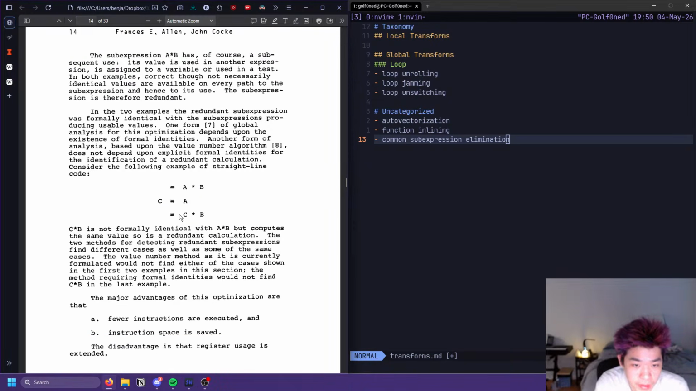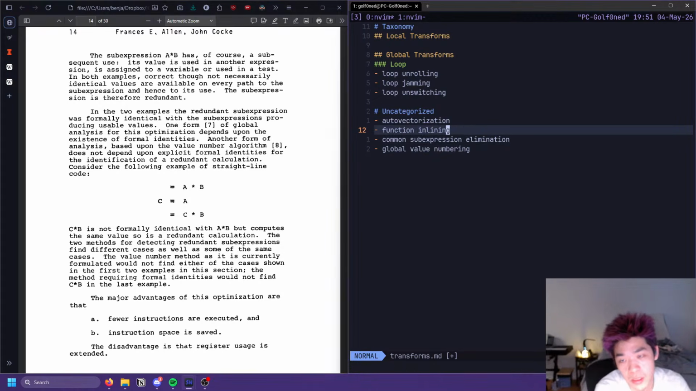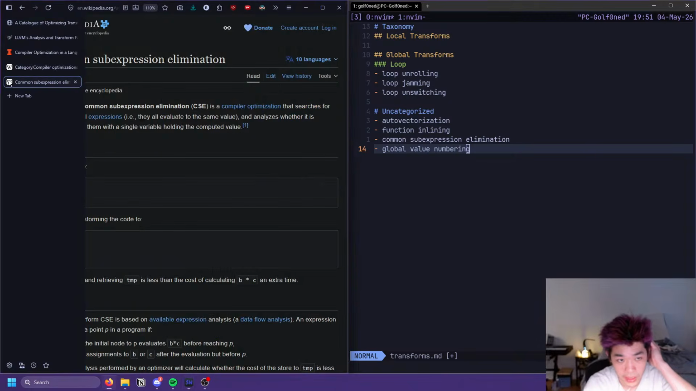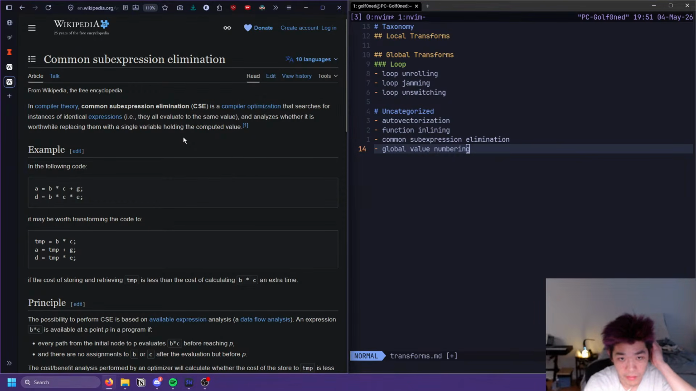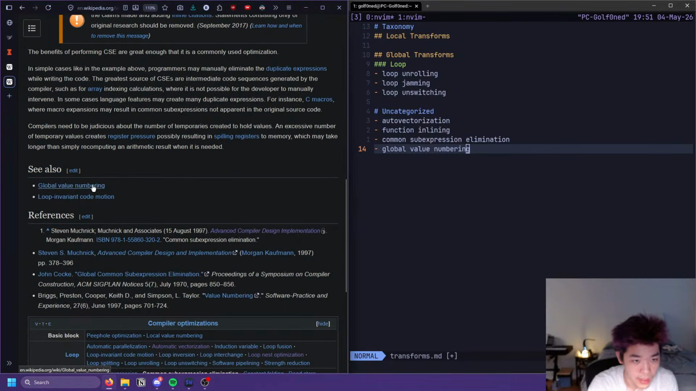Okay. So C times B is not formally identical with A times B, but computes the same value. I see. Okay, so we could throw global value numbering here. It seems like it's distinct in some capacity, or at least nowadays we treat it distinctly. Yeah.